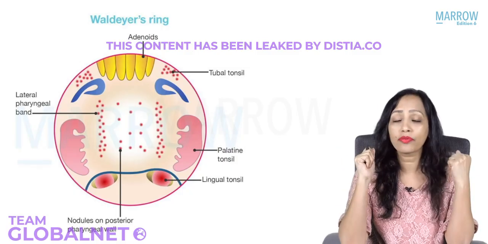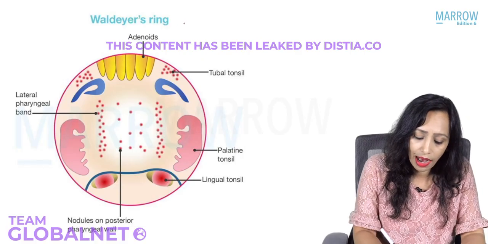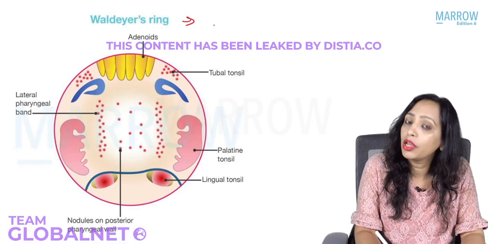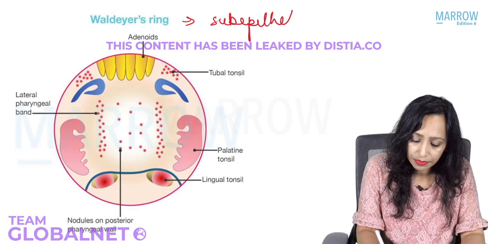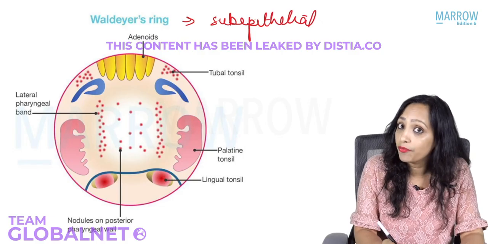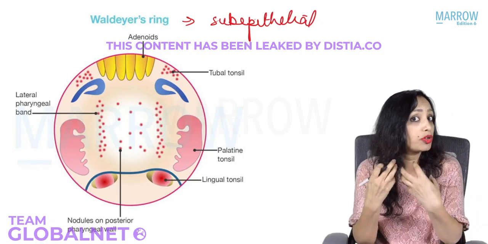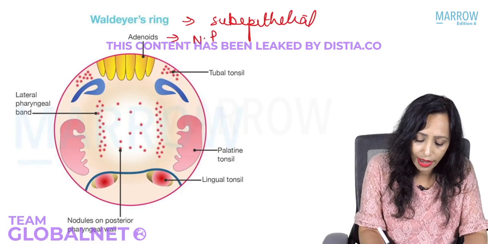So what are the components of Waldeyer's ring? Let us quickly see. Waldeyer's ring is a collection of subepithelial lymphoid tissue. They are subepithelial. In the nasopharynx, we have the collection of lymphoid tissue in the midline, as I just showed you. That is known as adenoids. This is in the nasopharynx.